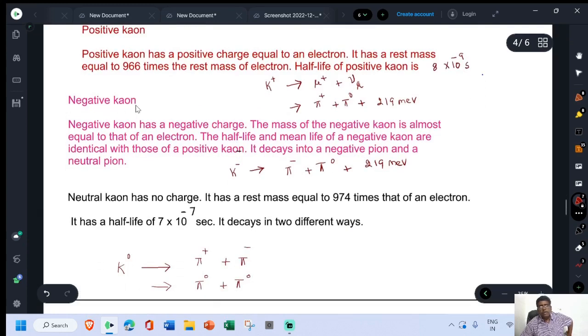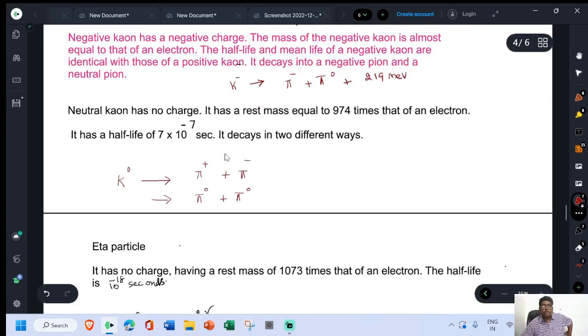Then negative kaons. Negative kaon has a negative charge. The mass of the negative kaon is almost equal to that of a positive kaon. The half-life and mean life of a negative kaon are identical with those of a positive kaon. It decays into a negative pion and a neutral pion with the release of 219 MeV of energy.